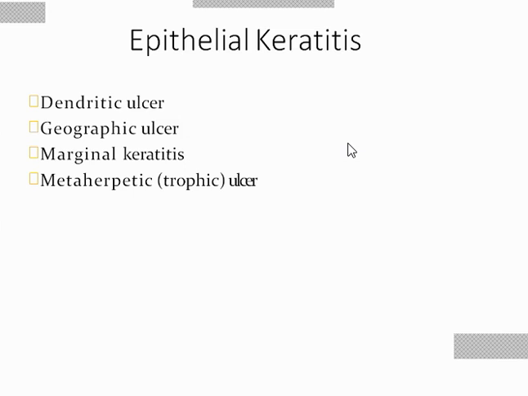Okay, endotheliitis can occur. So, a dendritic ulcer can be followed by a geographical ulcer or lichen type of ulcer, and then sometimes it can produce marginal keratitis and then a metaherpetic or trophic ulcer. These are the four types of ulcers formed by epithelial keratitis. Endotheliitis is sometimes inflammation limited to the corneal endothelium, with keratic precipitates, corneal edema and disciform edema. This is what you have to remember.